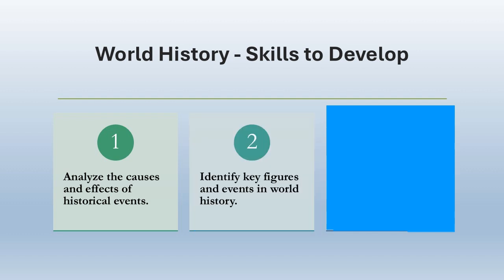Identify key figures and events in world history. Understanding the key figures and events in world history helps us see how individuals and moments can shape the course of history. From Alexander the Great and Julius Caesar to Mahatma Gandhi and Winston Churchill, key leaders have influenced the outcomes of wars, the development of nations, and the shaping of political ideologies.